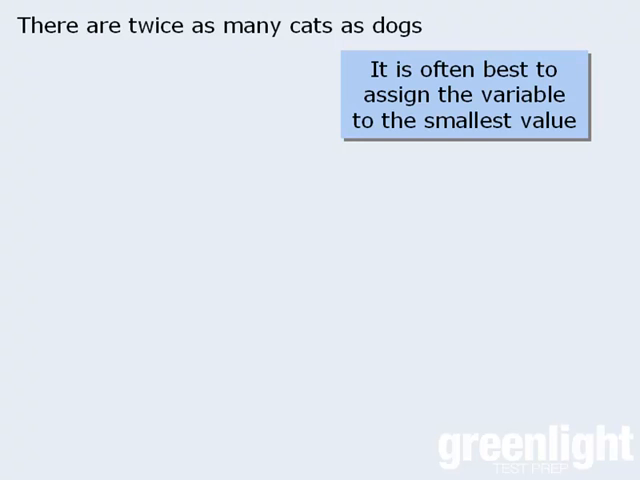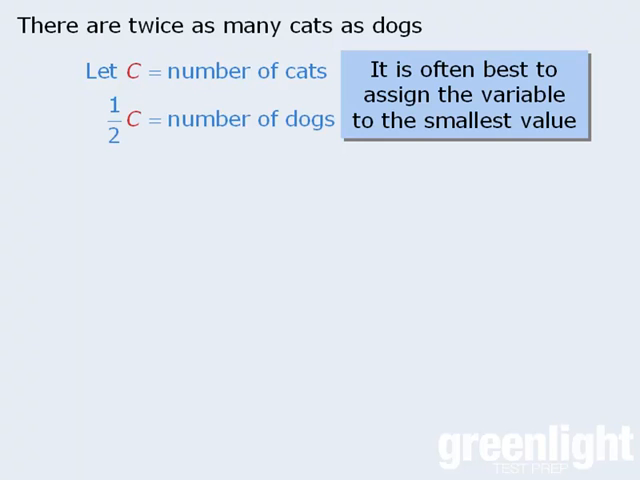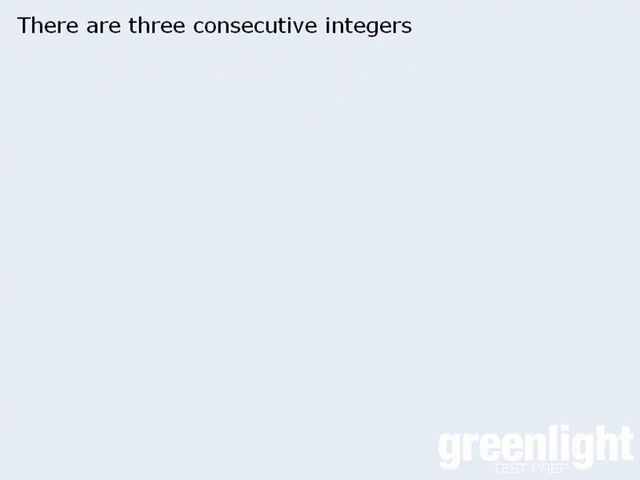We could also have let c represent the number of cats, and since there are twice as many cats as dogs, the number of dogs will be 1/2 times c. The only real downside here is that we must now deal with fractions, which can sometimes make an equation more cumbersome. Alright, let's try another one.